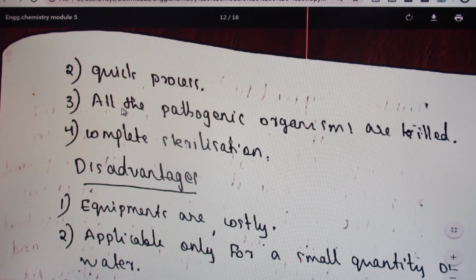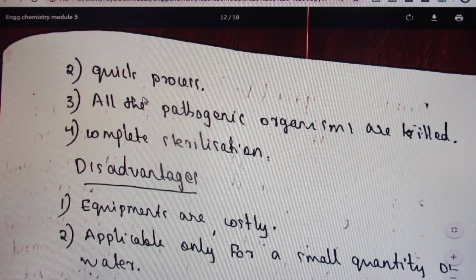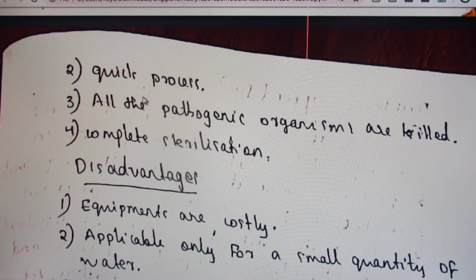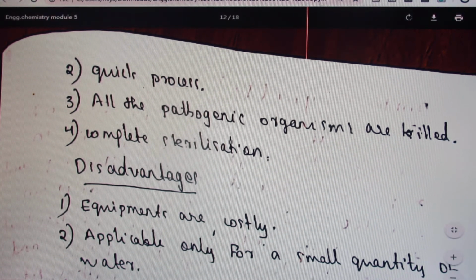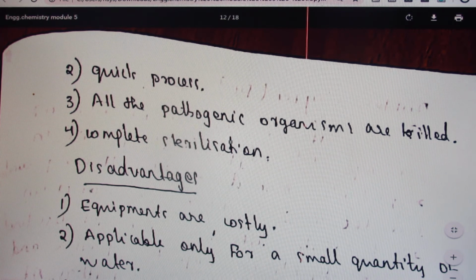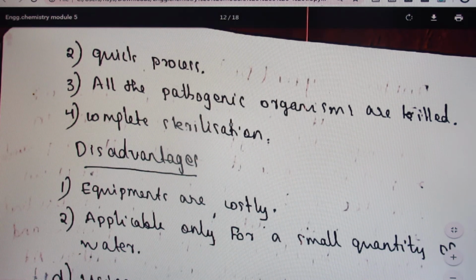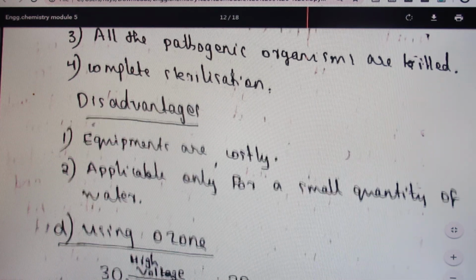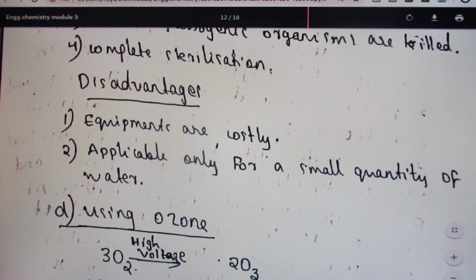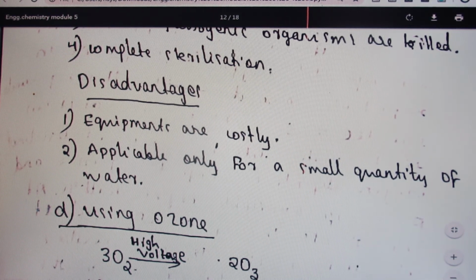And this is a quick process, because irradiation of UV can be done within a few minutes. Then all the pathogenic microorganisms are killed by this method. Then complete sterilization occurs if we use the UV method for disinfection.